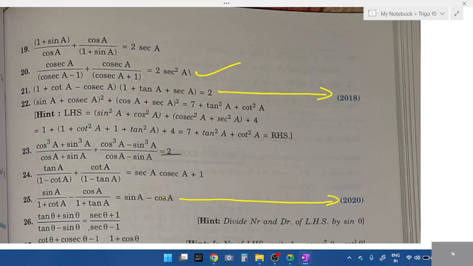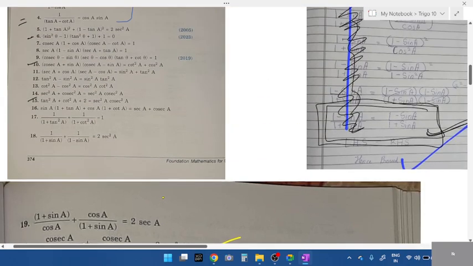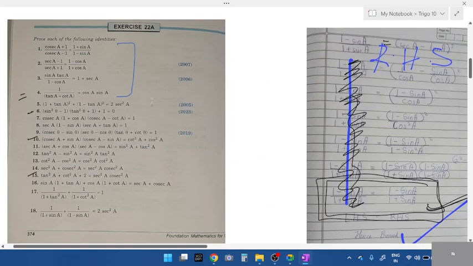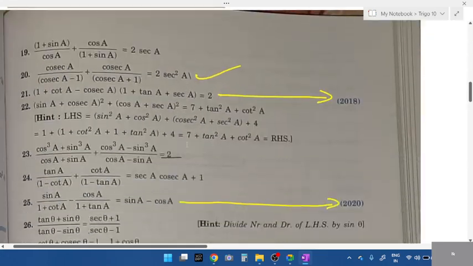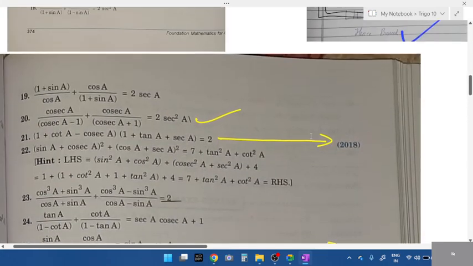All of you have made a note. 20th question done. Okay, just a minute. I'll check. 2019. All this we have solved, students. 23, 25, 26. All this we have solved. Now one more thing. This question I'll make you all solve.